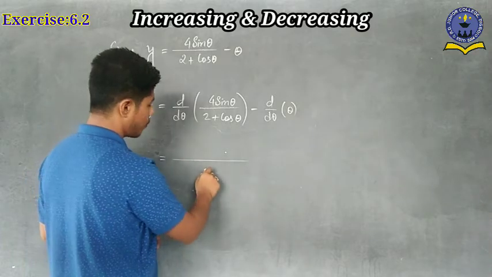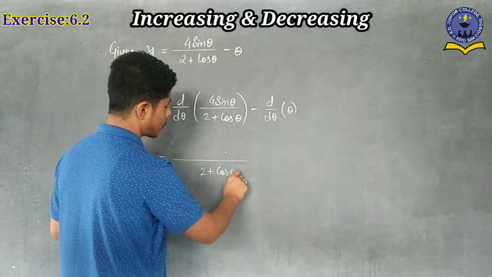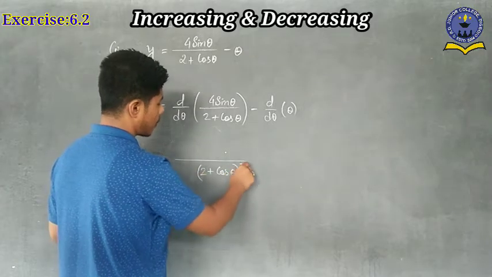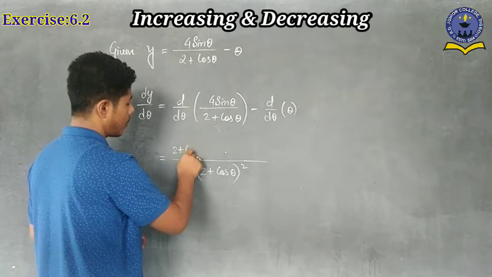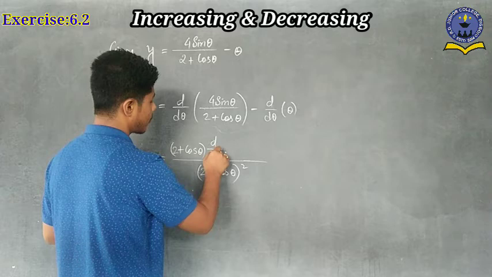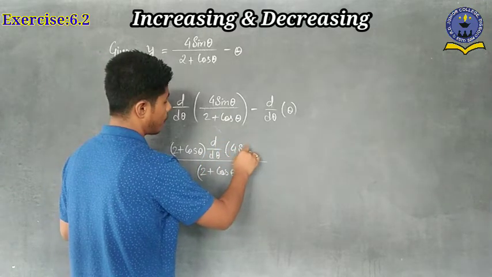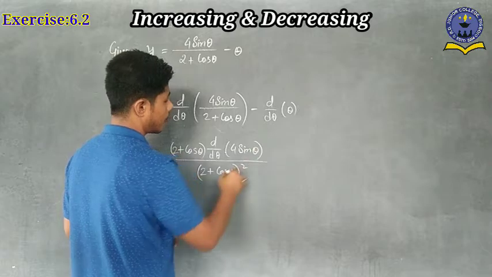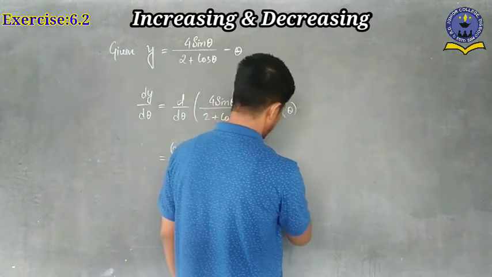If we apply the u by v form, we write 2 plus cos theta whole square in the denominator. Then we keep 2 plus cos theta, and then we differentiate the numerator: d by d theta of 4 sine theta. Is it clear? Okay, after writing this, the next part.